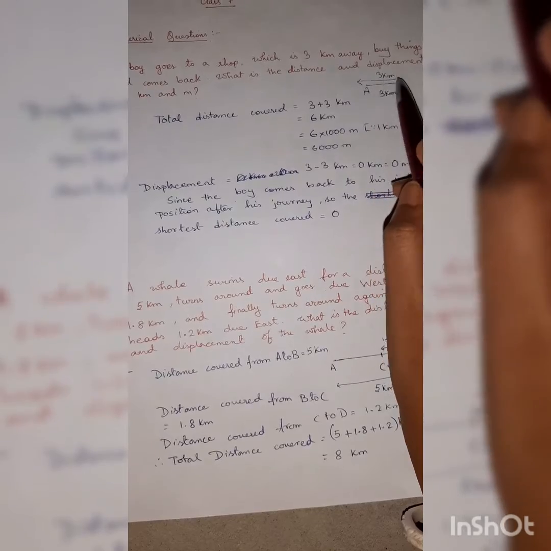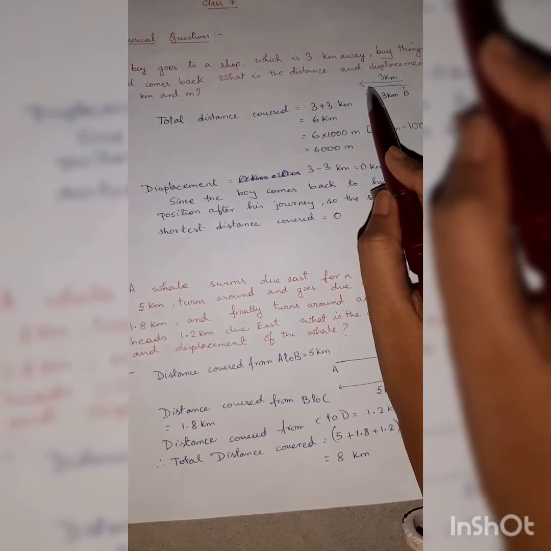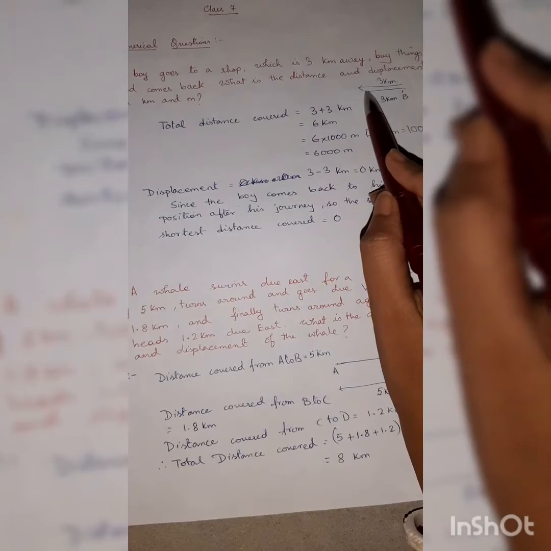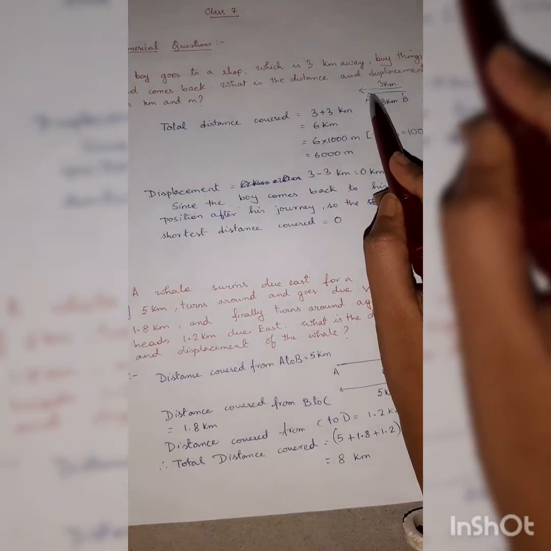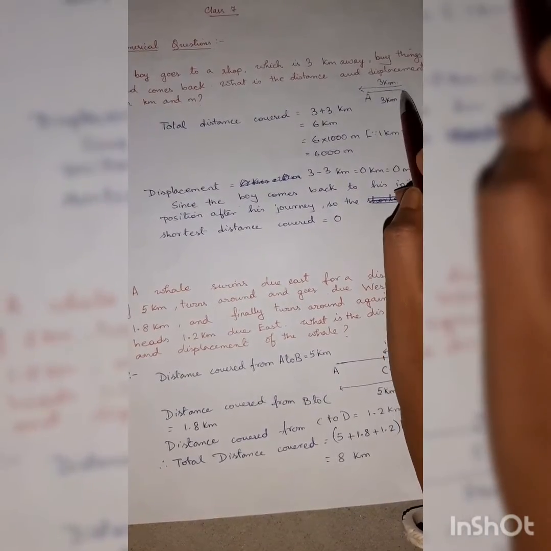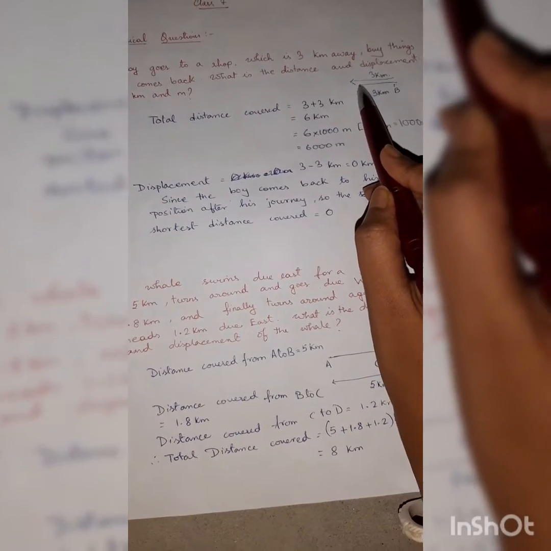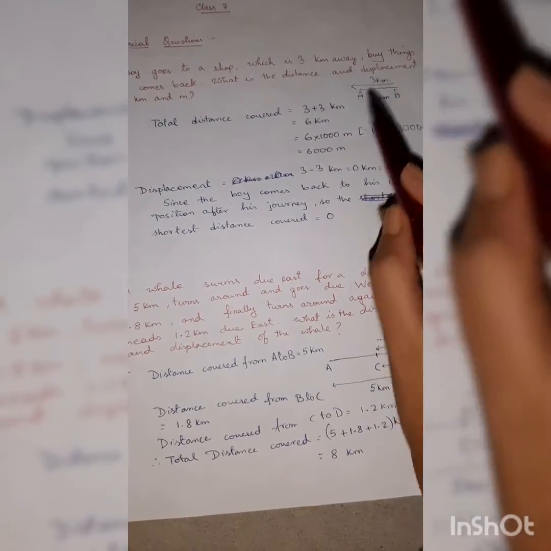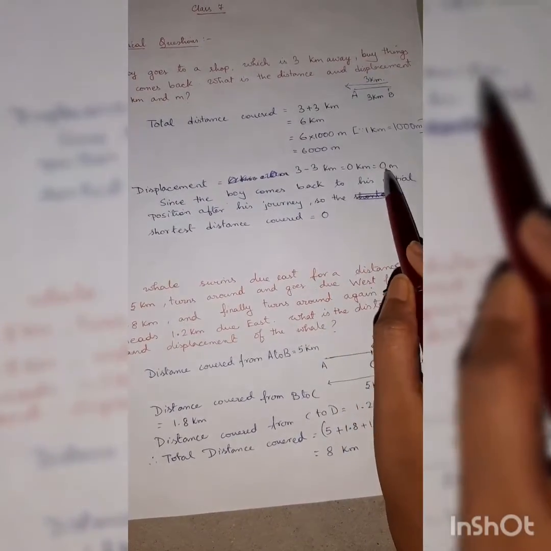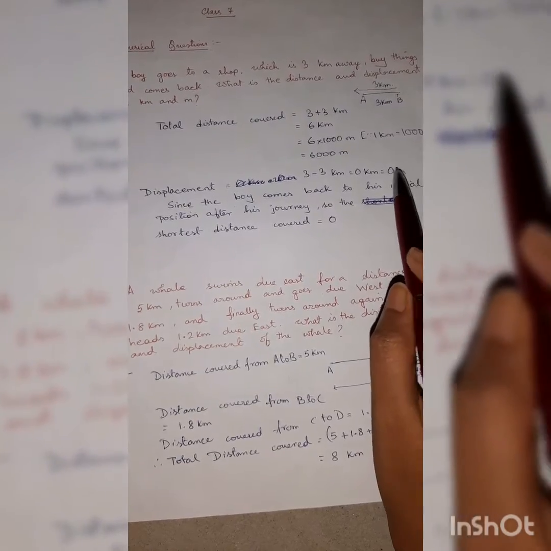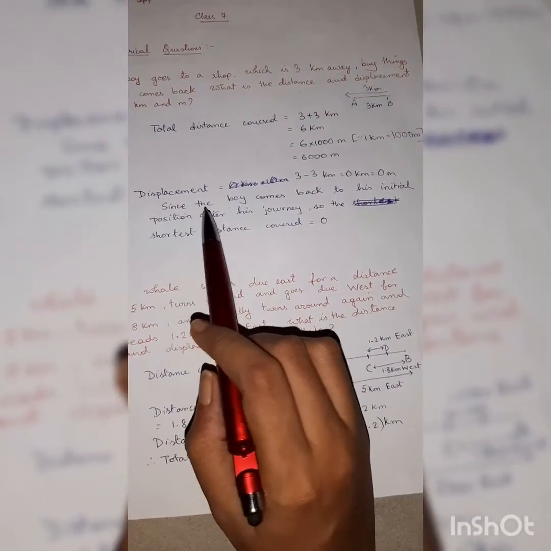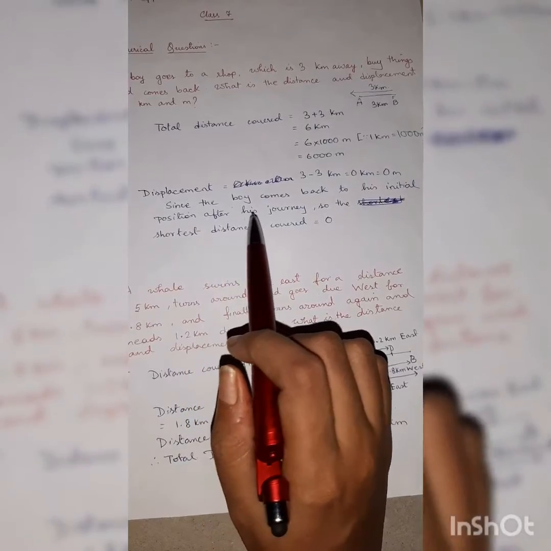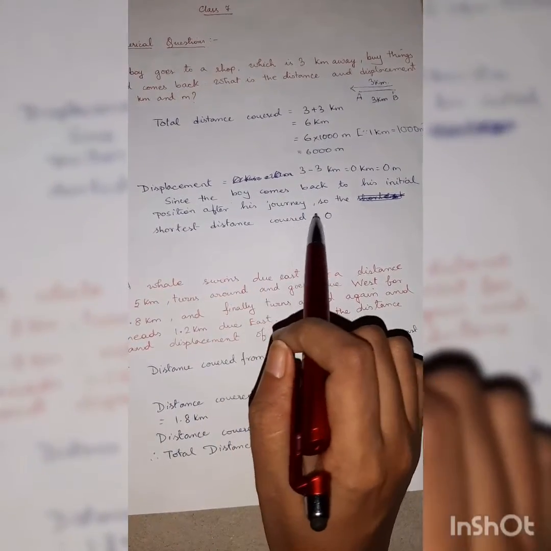Next, come to the displacement. We know displacement means final position minus initial position. Now here, since the boy is returning back to his initial position after going from A to B, he comes back to point A. So his displacement ultimately is 0. That is 3 minus 3 equals 0 kilometer equals 0 meter. See, we have written the reason also, since the boy comes back to his initial position after his journey. So the displacement equals 0.